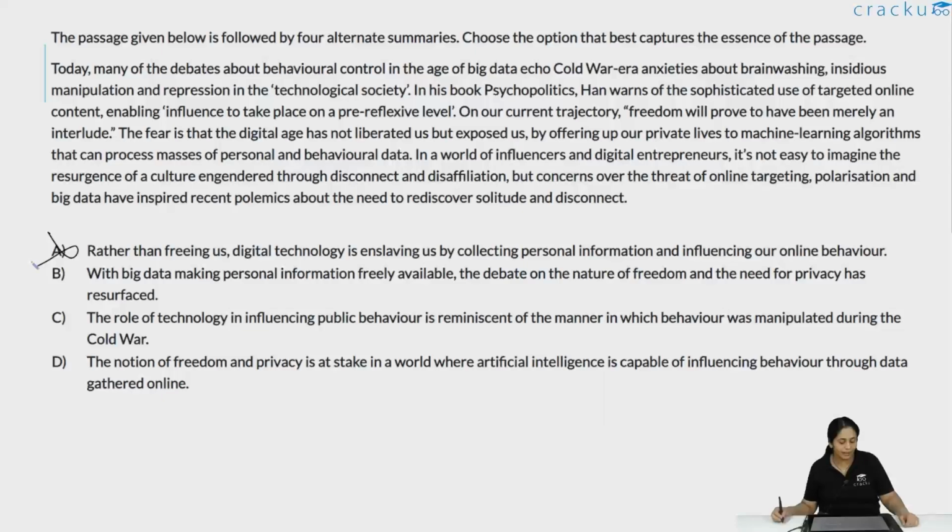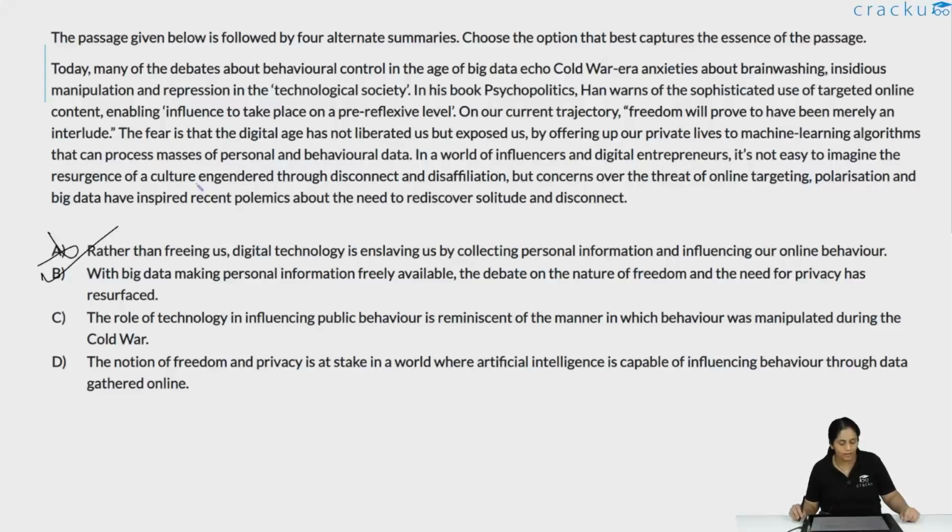Option B: With big data making personal information freely available, the debate on the nature of freedom and the need for privacy has resurfaced. The essential crux is that there is now a lot of debate about what is going to happen, how we are being manipulated, and how we need to disconnect. The debate is what the author is talking about. He's not saying this is going to happen, that we are going to be brainwashed. He's not making those claims. He's just saying the fear has come back again, and there are a lot of debates about what is going to happen. So only B actually captures the crux of the paragraph.